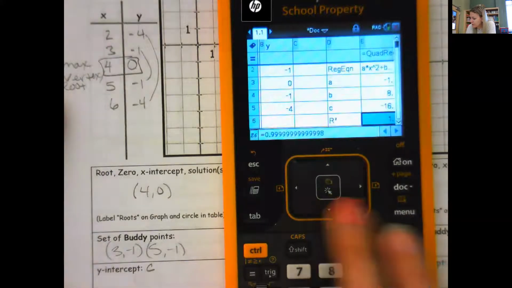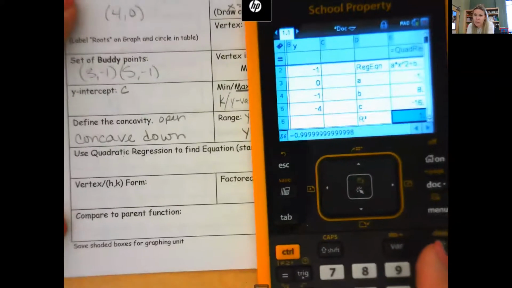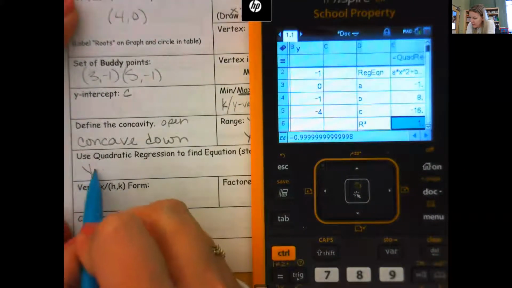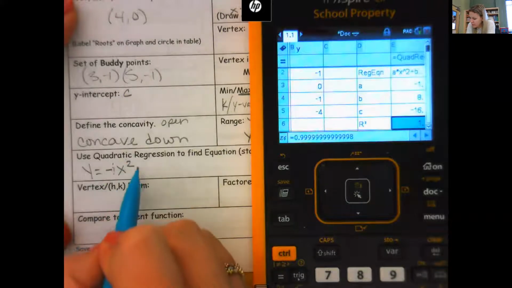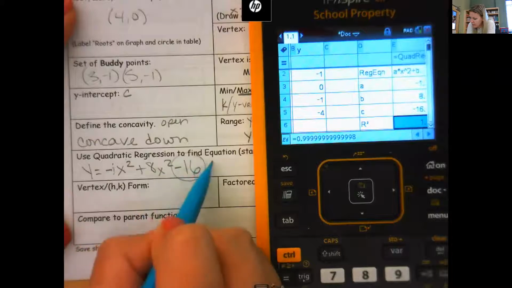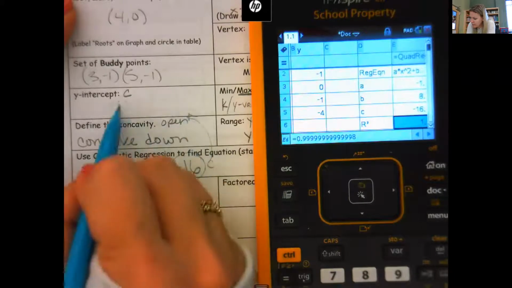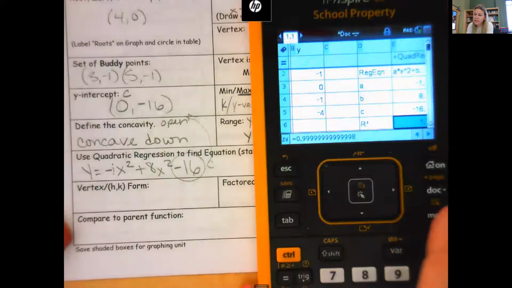Here's my equation. So like down here, y equals -x². You could put the 1 if you wanted, plus 8x minus 16. Now remember, this is our c. This is going to be our y-intercept. So now I can come here, 0, -16, which makes sense. If I look at my graph, it's going to keep going down.